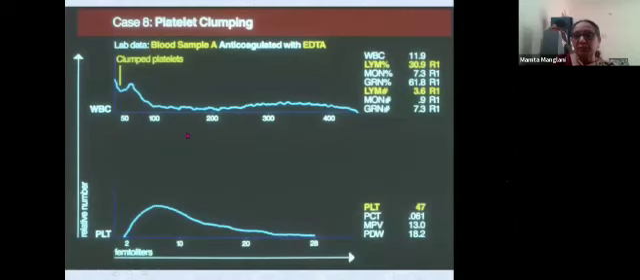Now, if you look at this one particular example, which I want to talk about, it's very interesting. The platelet count here was 47,000. White cells are 11,900. And you are seeing something here in the WBC histogram, which is probably clumped platelets getting counted as WBCs. And here you are getting a lower platelet count. This was an EDTA anticoagulated sample. Some of us can have EDTA antibodies.